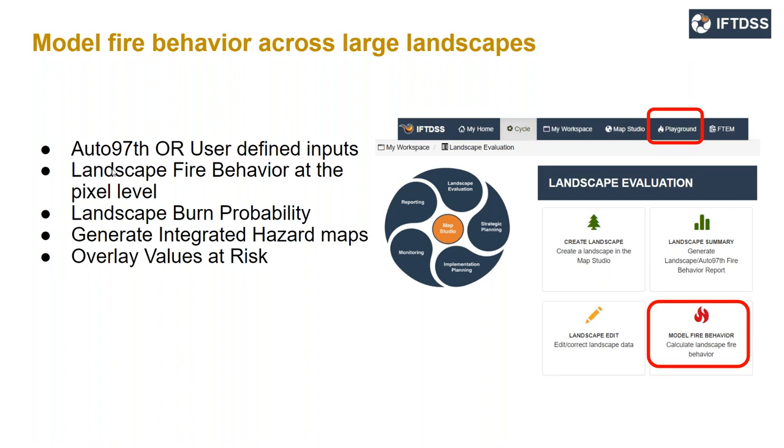Then we have FLAMMAP Basic, or Landscape Fire Behavior, as it's called in IFTDSS, which is fire behavior at the pixel level. Landscape Burn Probability Model built within the application. Within that, you can generate integrated hazard maps resulting from that burn probability model, and then overlay values at risk. And I'll show some examples of each of these. Within the application, this is primarily done from what's called the playground or using this model fire behavior card.